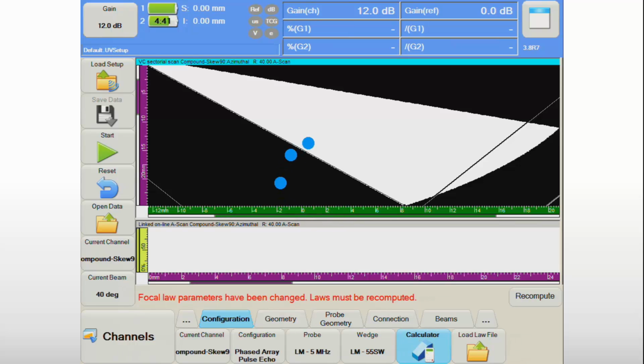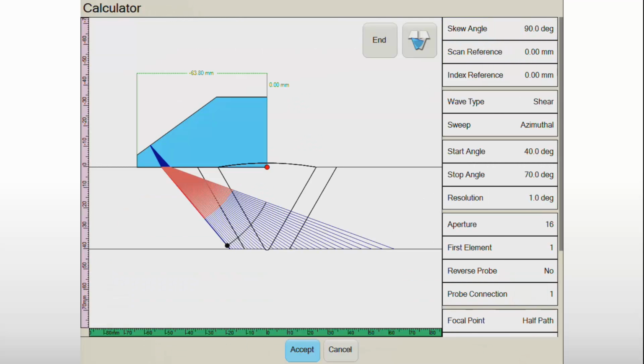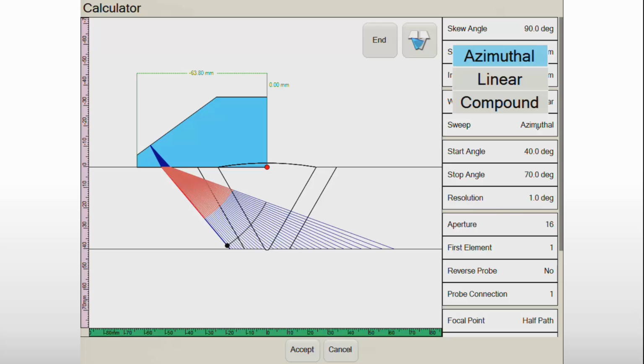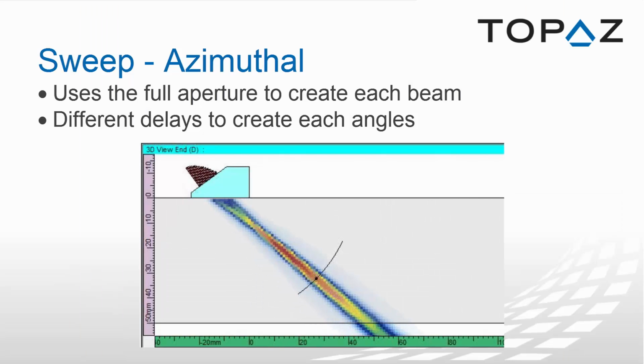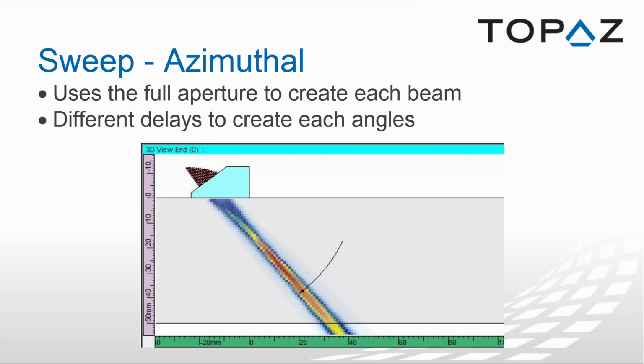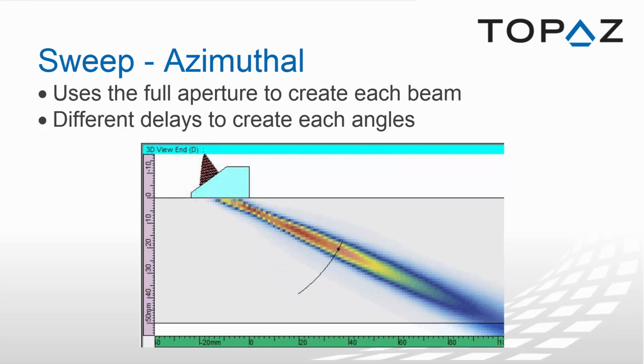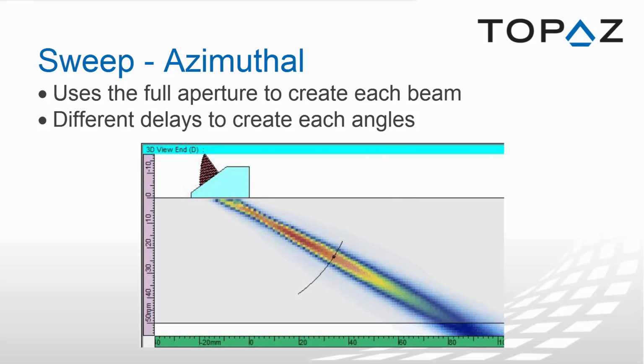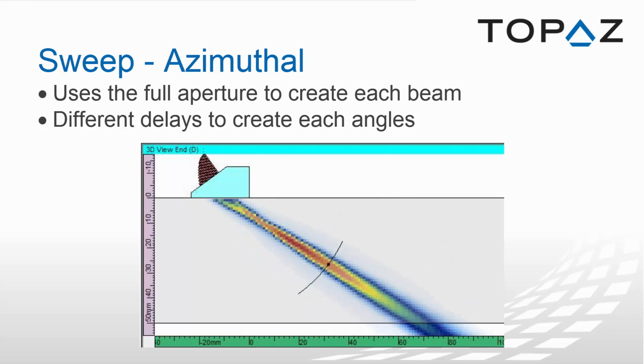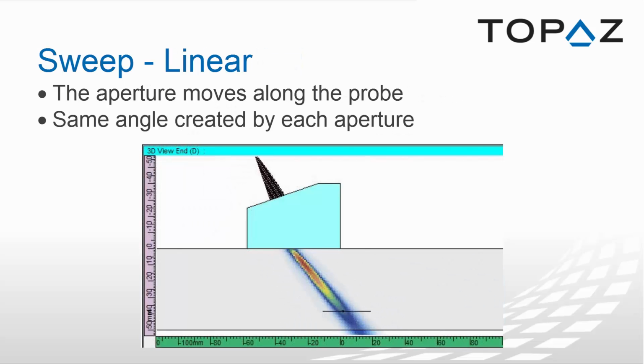Click on the calculator. By default, your skew angle is 90 degrees. Multiple sweep types are available. Let's see each of them in more detail. The azimuthal sweep uses the full aperture to create each beam. As seen in the animation, the same set of elements creates each focal law by applying different delays. This is represented by the red lines above the probe.